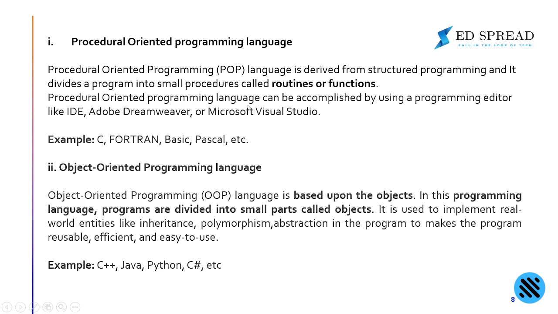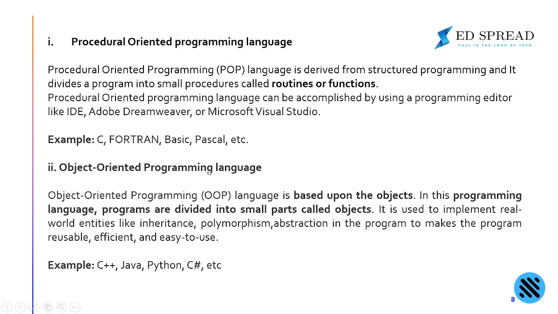Okay, so procedure oriented programming language can be accomplished by using a programming editor like IDE, Adobe Dreamweaver, or Microsoft Visual Studio Code. So this is the code editor which we'll be using throughout the course. So within a few minutes, I will be showing how to install this Microsoft Visual Studio Code, and I will be showing you how to install the Python. Okay, so this is procedure oriented programming language which contains functions. It can be seen in C language. Right, in C language, we can see procedure oriented programming language. So there is an example: C, Pascal, and etc. Many languages follow procedure oriented programming language.